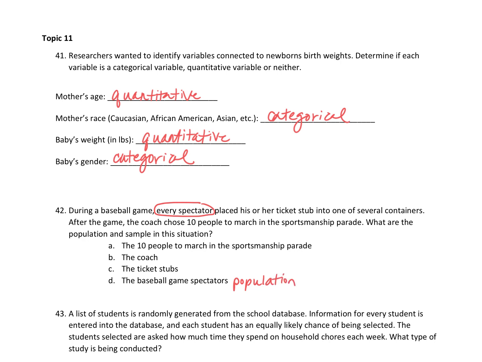So they put their ticket stubs into one of several containers. After the game, the coach chose 10 people to march in the parade. These 10 people are the ones that were chosen from the population. So, letter A right here, the 10 people to march in the sportsmanship parade, that is the sample chosen from the larger population.